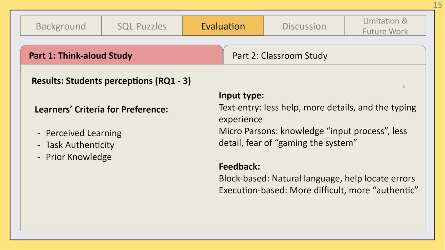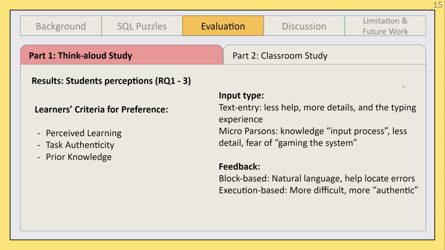After practicing with the tool, we asked learners to rank the 3 conditions in terms of their preference. After that, we asked them what their criteria for preference were. We found that learners' criteria included perceived learning, task authenticity, and prior knowledge. Although students have very different preferences towards some features of the input type and feedback, they identified some of the common features provided by these 2 elements.